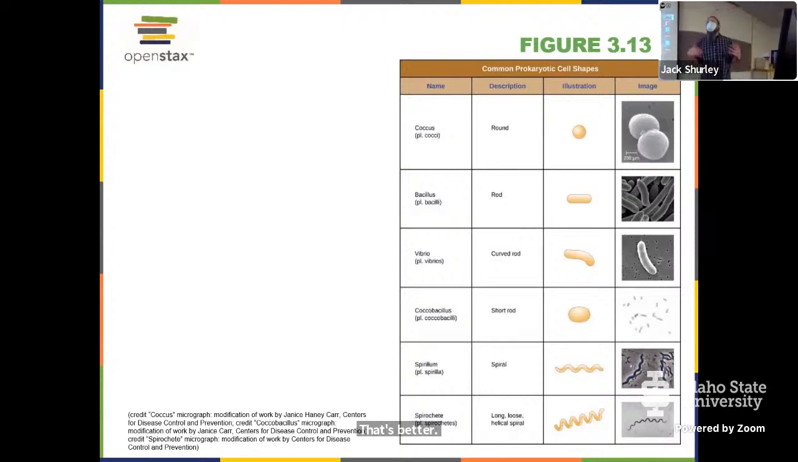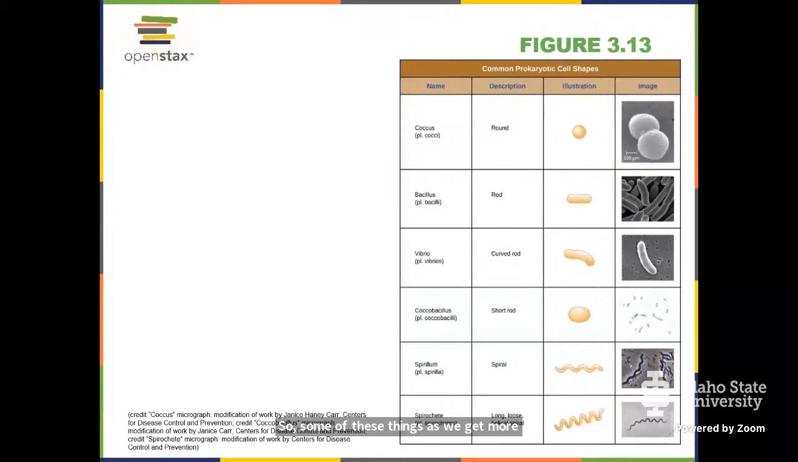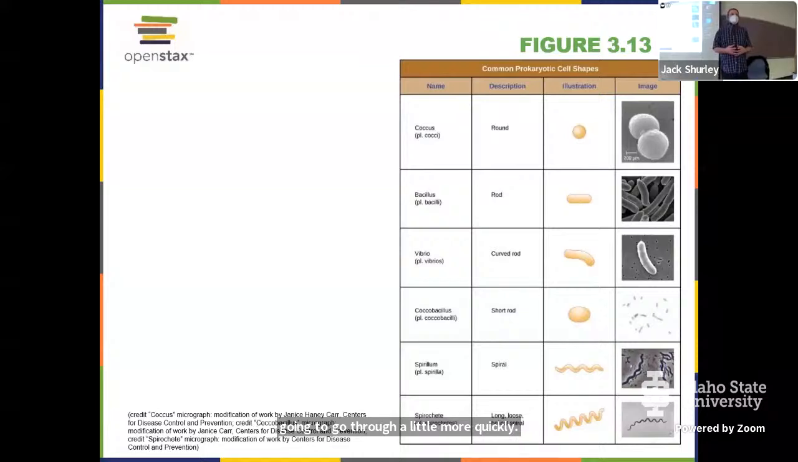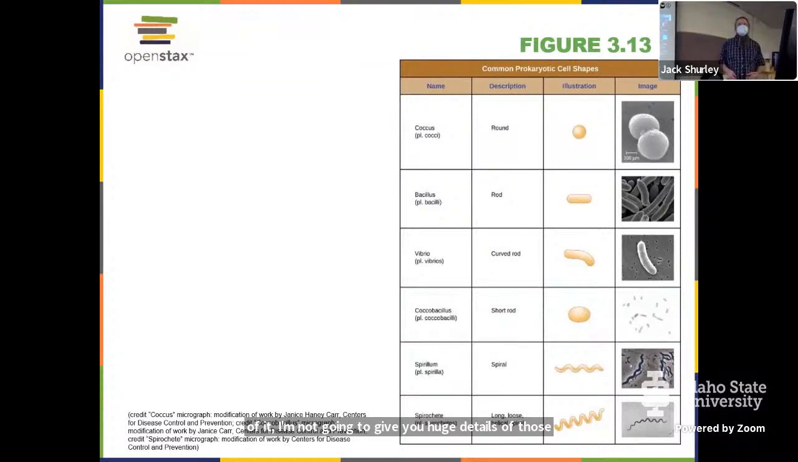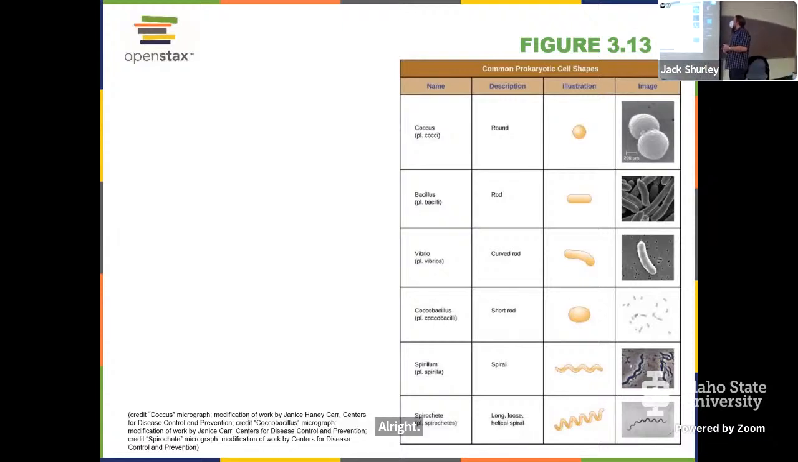So some of these things, as we get moving along, I'm going to go through a little more quickly. If you feel like you're a little shaky with that material, I recommend you go back and look through some of it. I'm not going to give you huge details of those ideas on the exam, maybe a little bit of stuff, all right? And we'll touch a little bit on that as we wrap stuff up today.